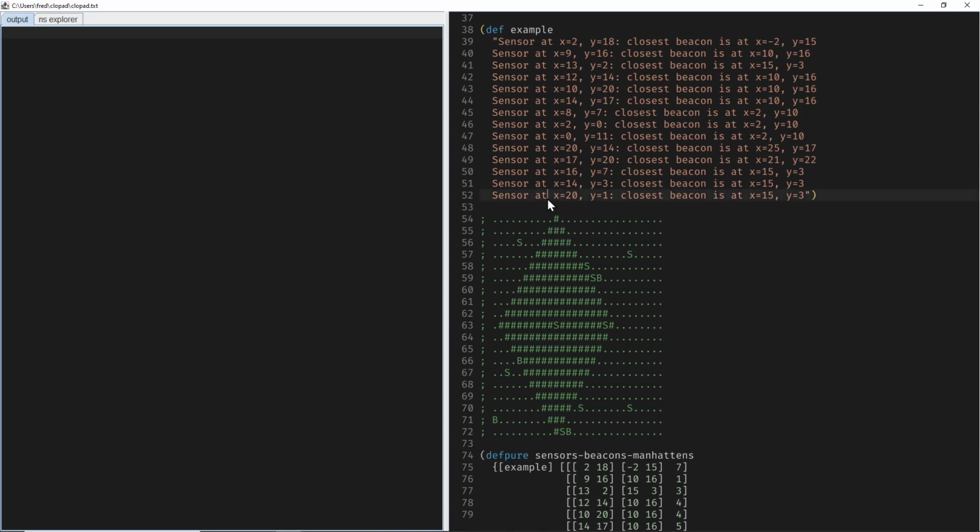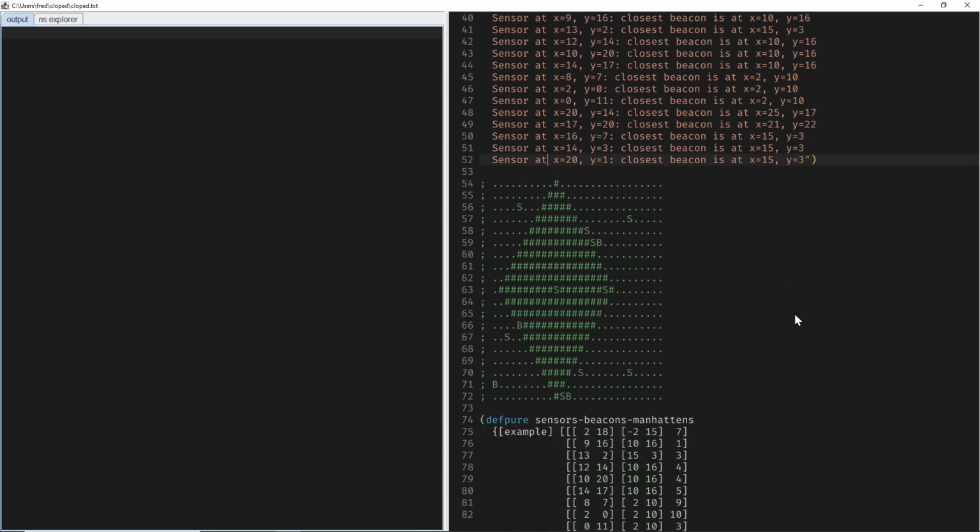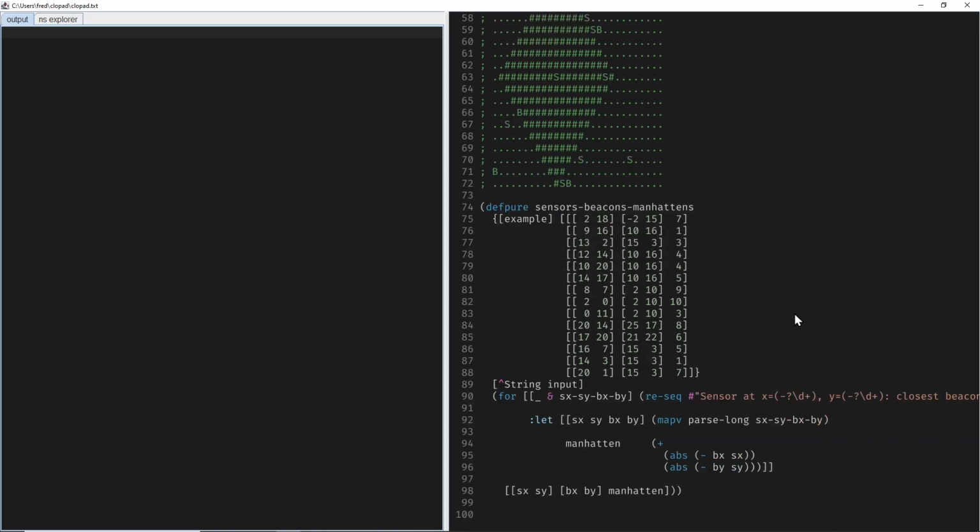Okay, so our input data is some text where the sensors and the beacons are. Of course, we have to parse that from text to a data structure. Here's the data structure that I had in mind. So one vector for the sensor position, one vector for the beacon position, and then one number for the Manhattan distance.